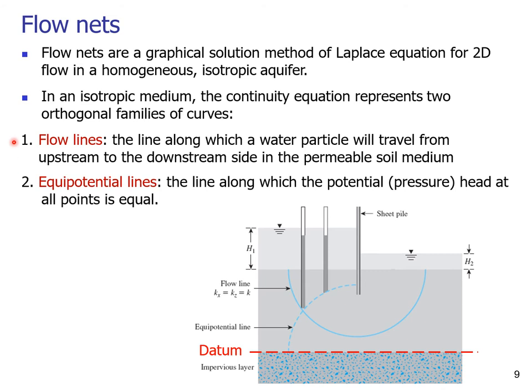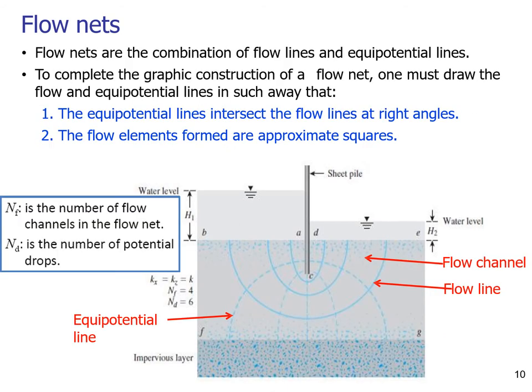The flow line is the line along which a water particle will travel from upstream to the downstream side in the permeable soil medium. As far as the equipotential line is concerned, it is the line along which the potential, or you can say the pressure head, at all points is equal. So it would not be wrong to say that flow nets are the combination of flow lines and equipotential lines.